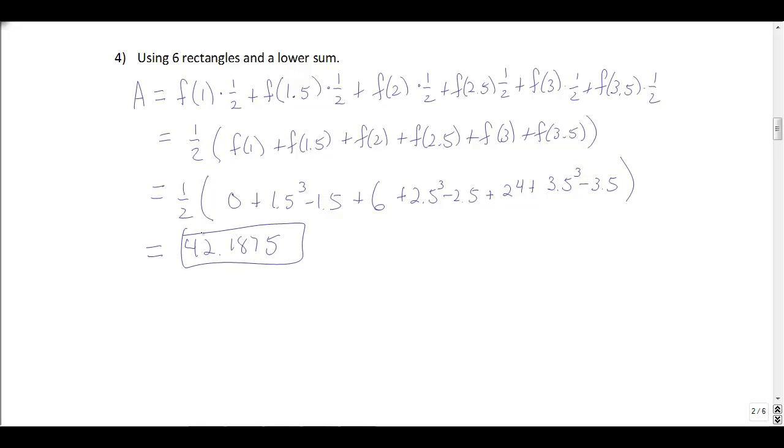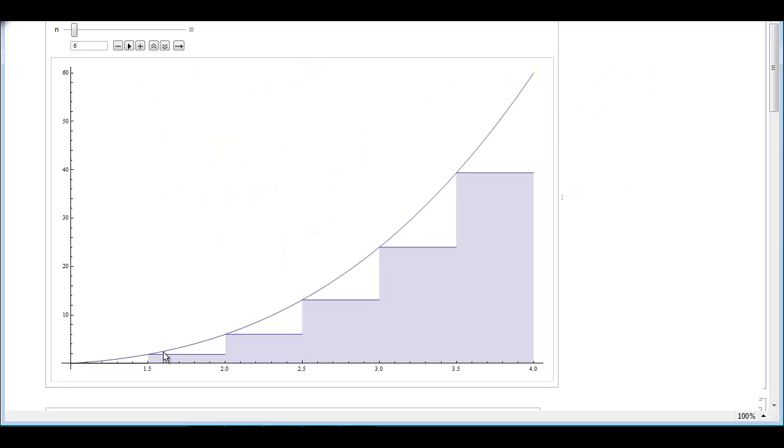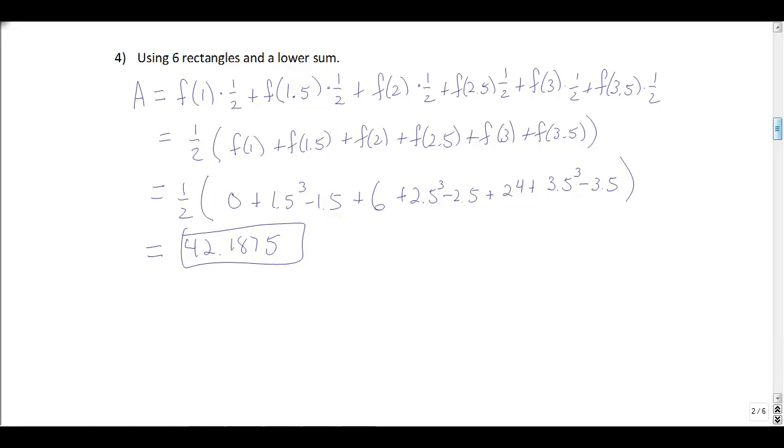Again, that's a lower estimate. So we know the actual area under the curve is at least 42.1875, actually bigger than that. We know an upper bound right now is 90. And again, what we did is essentially just add up the area of these 6 rectangles. So a very straightforward, intuitive idea, a little bit tedious calculationally. It'll get worse, though.